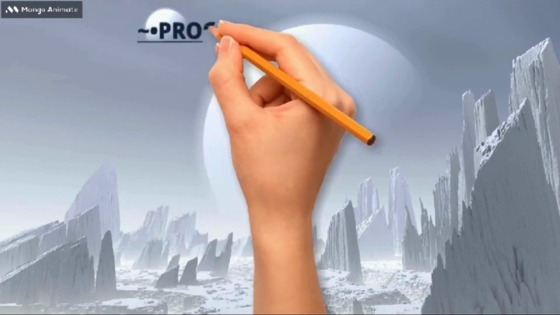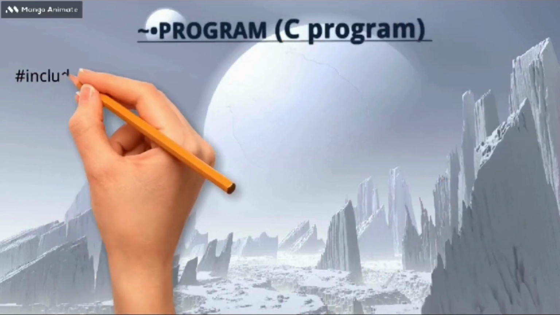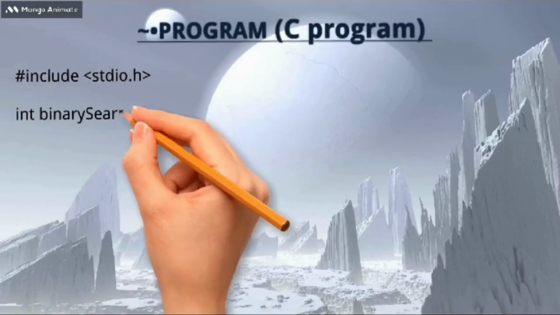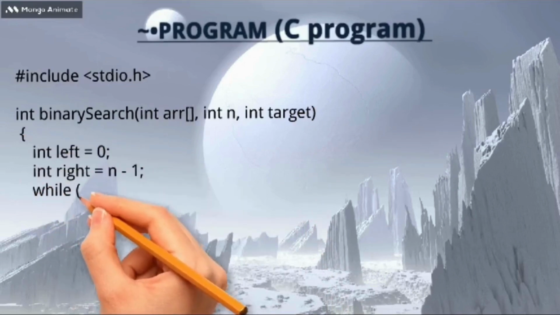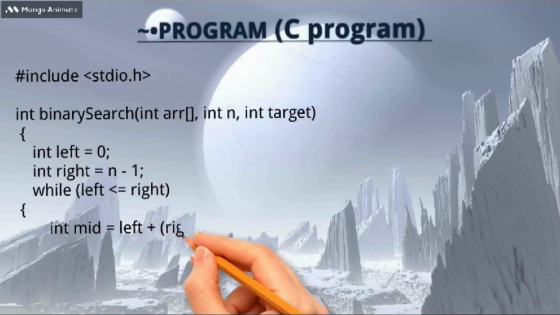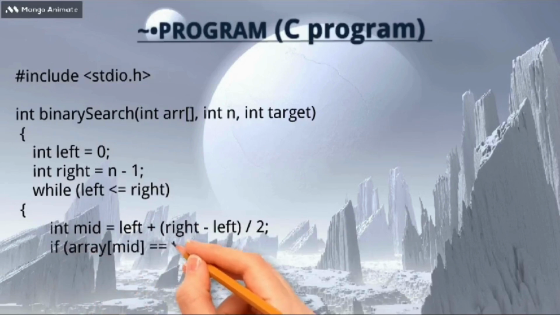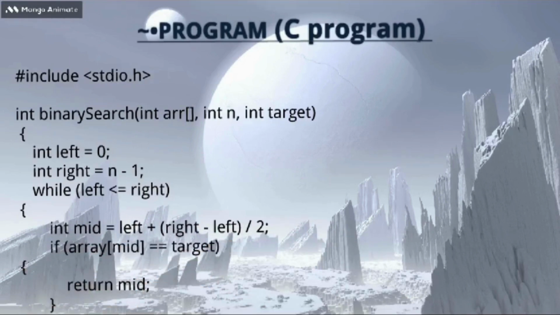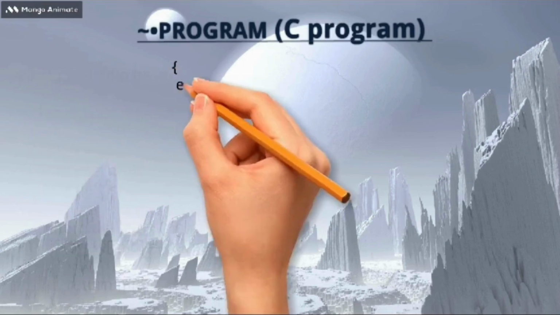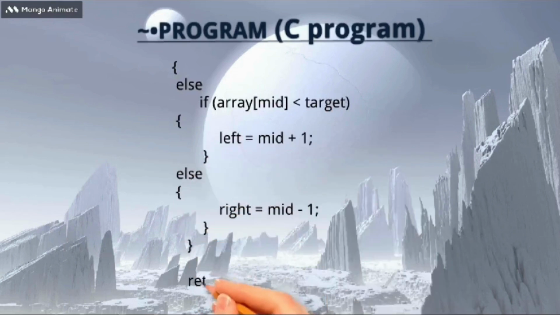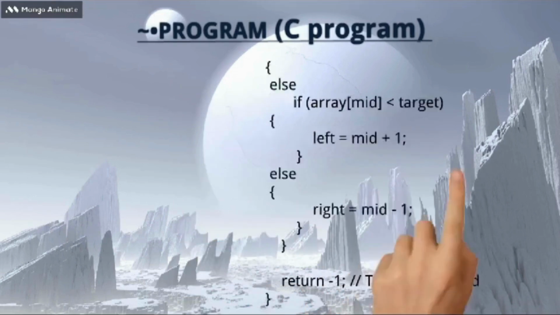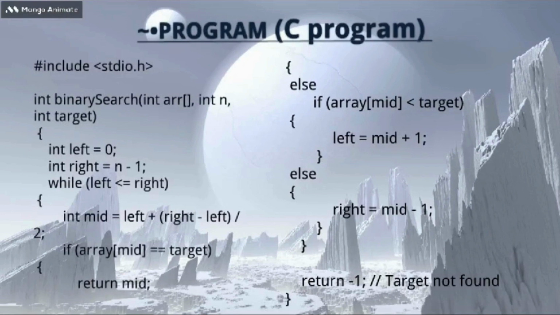Program, C program. Here's a simple binary search program in C. int binary_search(int arr[], int n, int target) { int left = 0, int right = n - 1; while (left <= right) { int mid = (left + right) / 2; if (arr[mid] == target) return mid; else if (arr[mid] < target) left = mid + 1; else right = mid - 1; } return -1; // target not found.